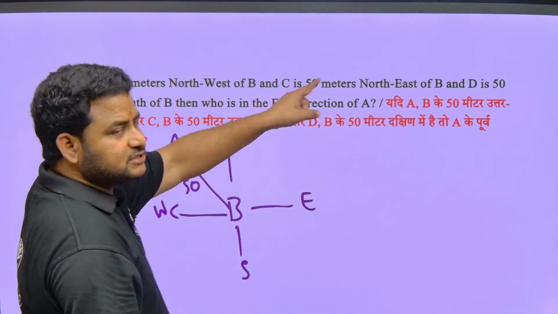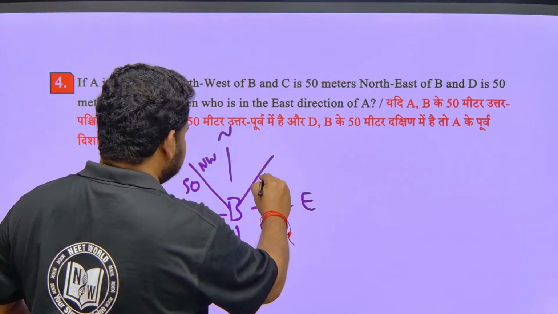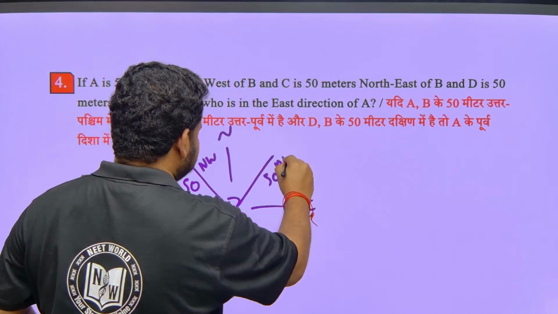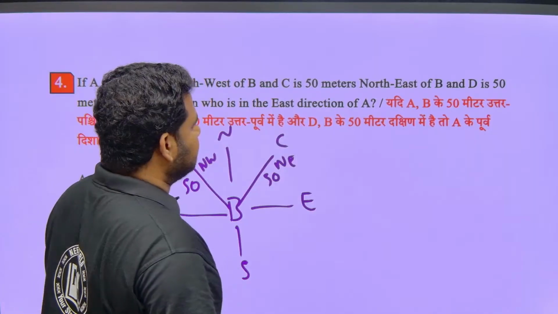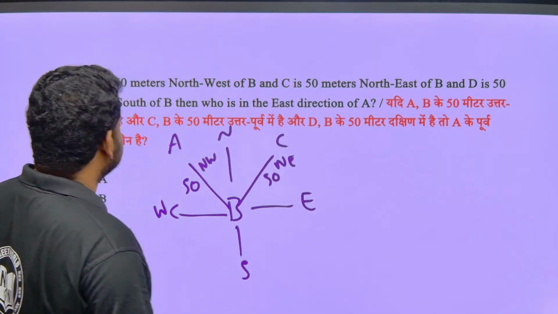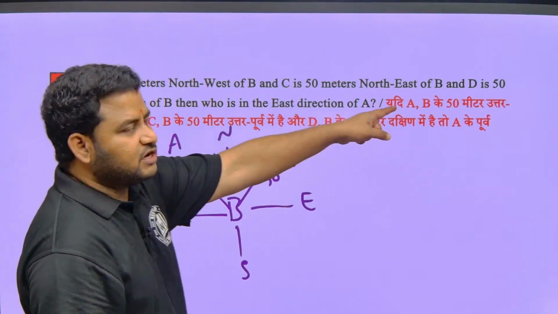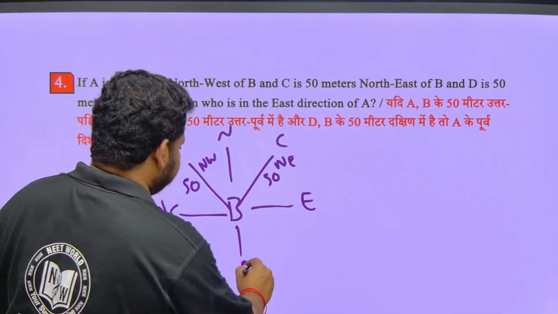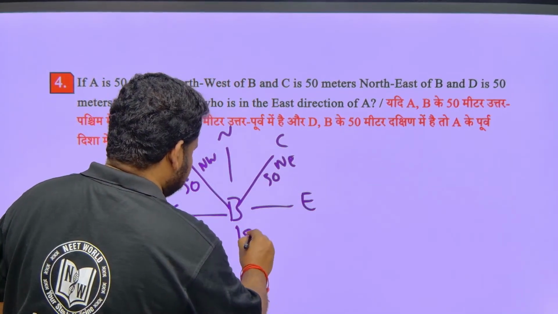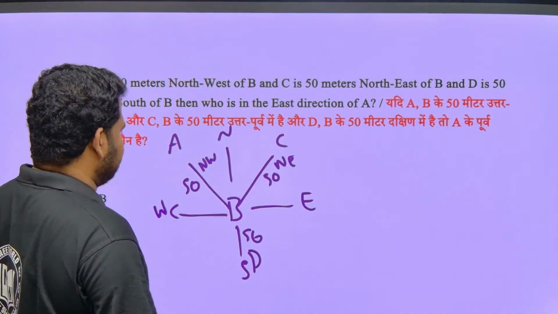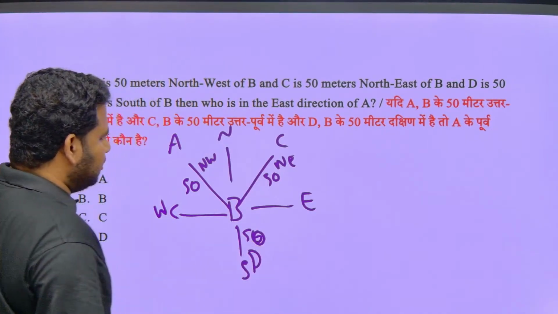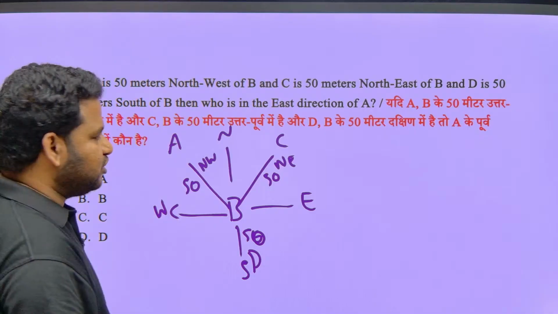And C is 50 meters northeast of B, this is northeast, this is where C is. And D is 50 meters south of B, D is here. Who is in the east direction of A? Who is in the east direction of A? They are asking who is in the east direction of A, that means what?